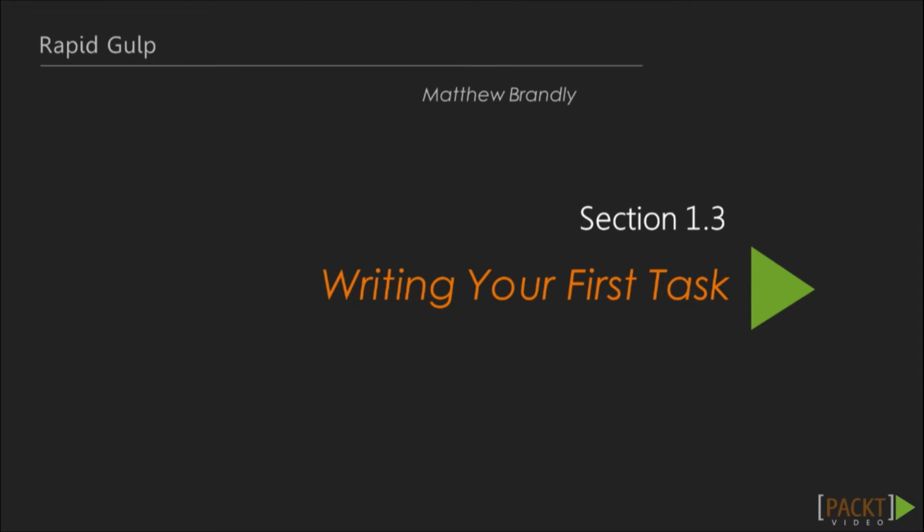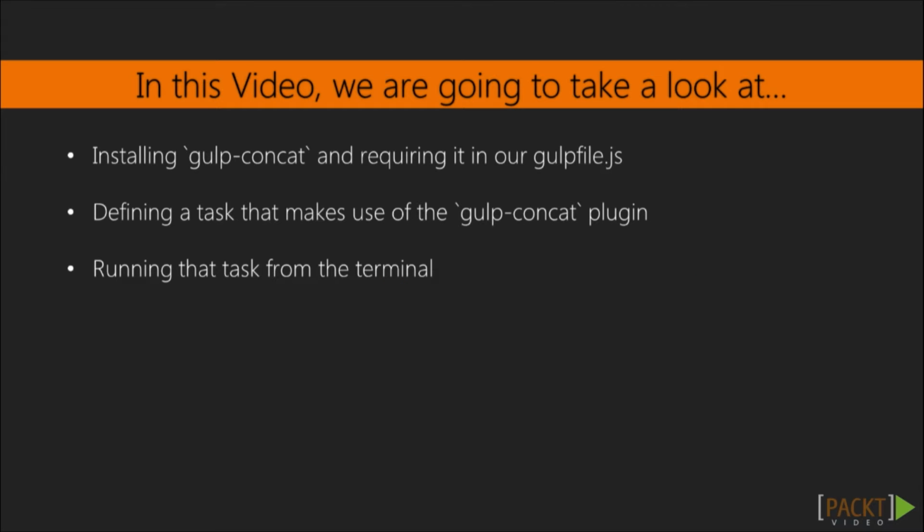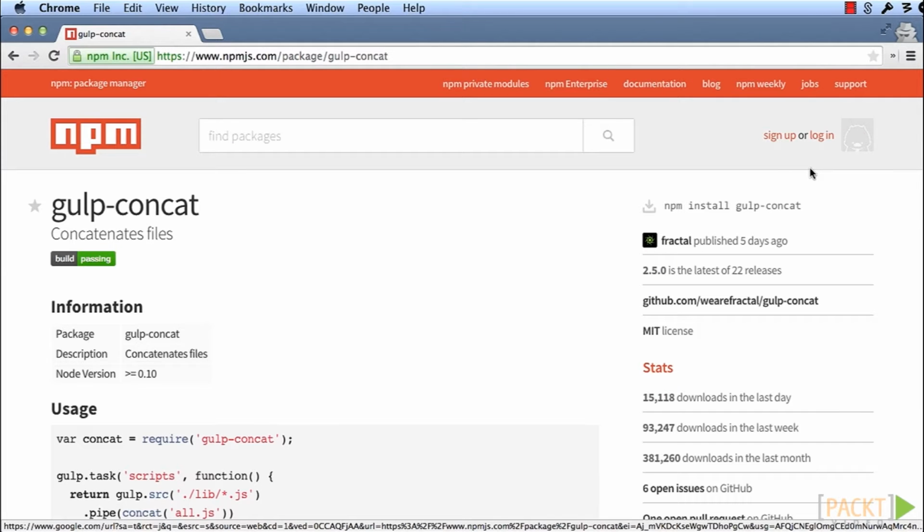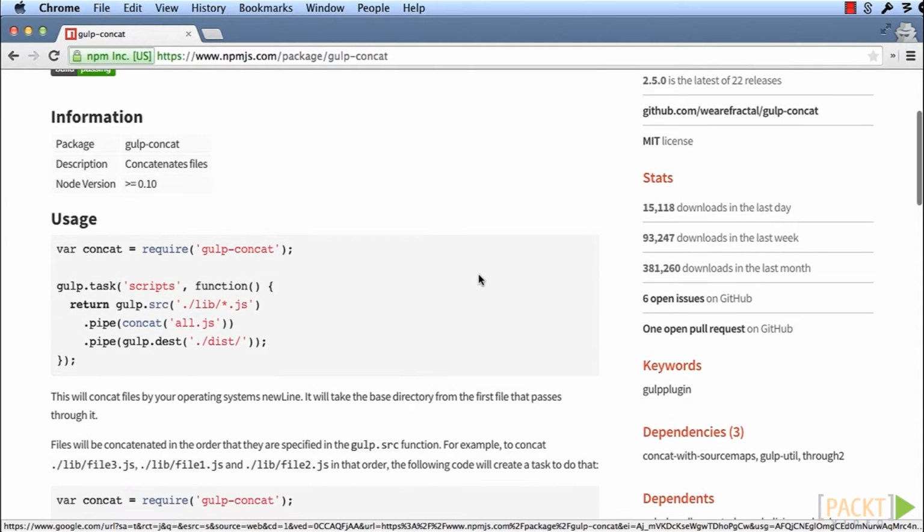So now that we have Gulp set up, let's write our first task. We'll need to install a plugin that will be used in our task, and then we'll see how to actually run that task from our terminal. In web development, we'll often want to concatenate several files together into a single file. Here on npm, there's a plugin called gulp-concat, which will help us do just that. We'll use this plugin to join a few JavaScript files together.